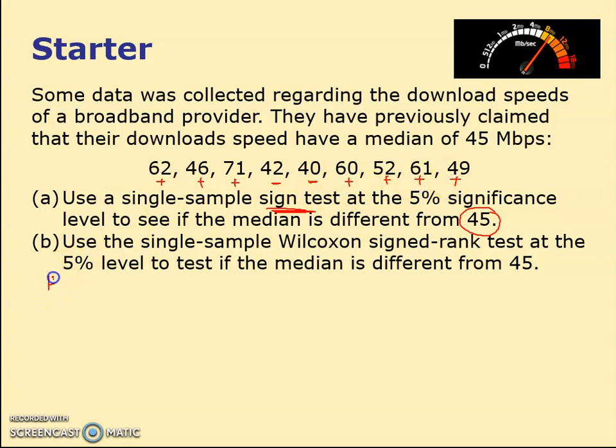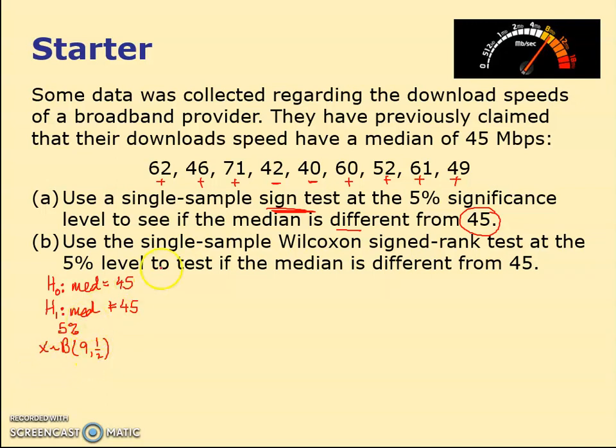So my hypothesis would be H0: median equals 45. And my alternative hypothesis would be that the median, it doesn't give a direction, it says different. So not equal to 45. And it's at the 5% level of significance. Now, if this is true, then X is binomial. How many have we got here? We've got 1, 2, 3, 4, 5, 6, 7, 8, 9 people there. And the chance of success should be a half if its median is right.